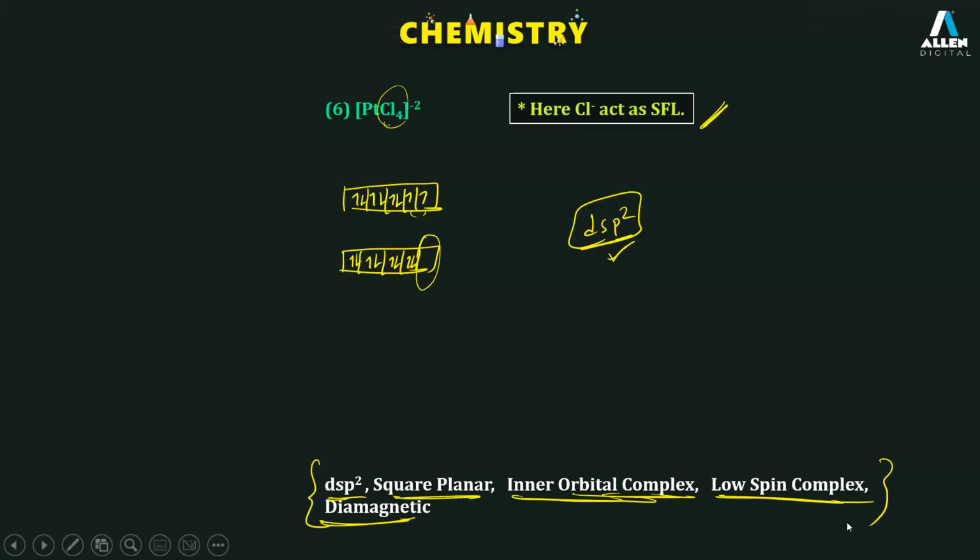I have a doubt. Yes, Faizan. Sir, platinum's electronic configuration is 5d9 6s1.